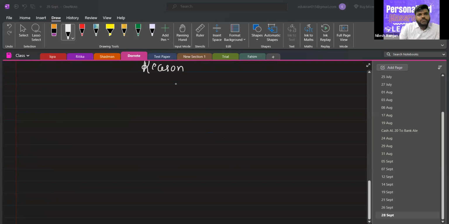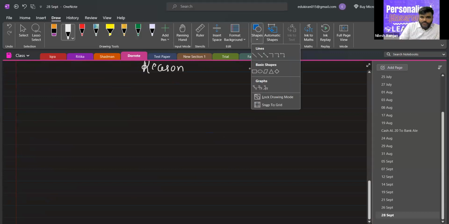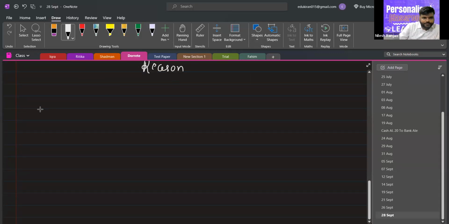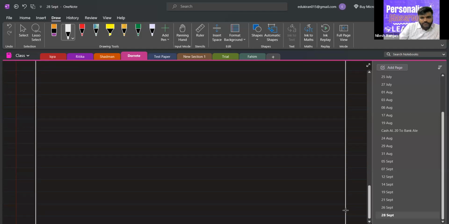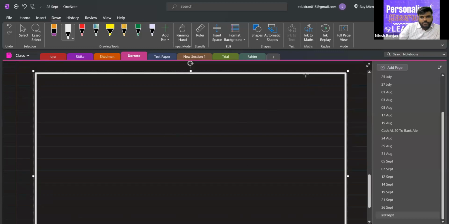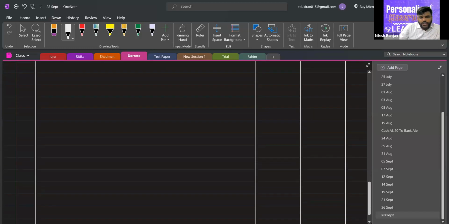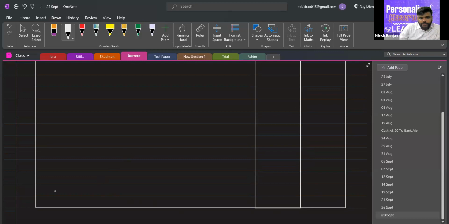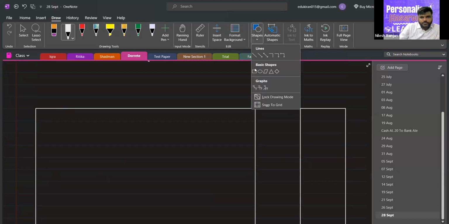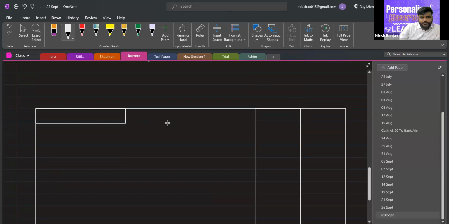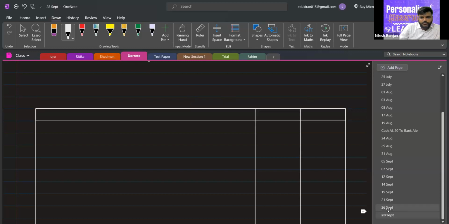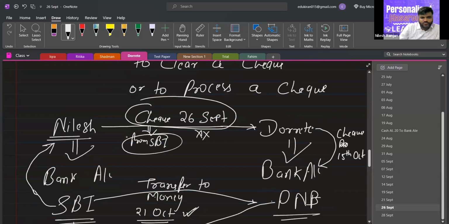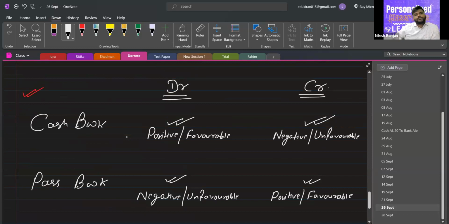Now, how do we prepare the bank reconciliation statement? There is a format we have to prepare. I also told you in the previous class, there are four types of balance in the bank reconciliation statement. You don't remember? No, sir. You told me that you have already taken a screenshot. Oh, those four. Okay, so tell me the four types of balance.